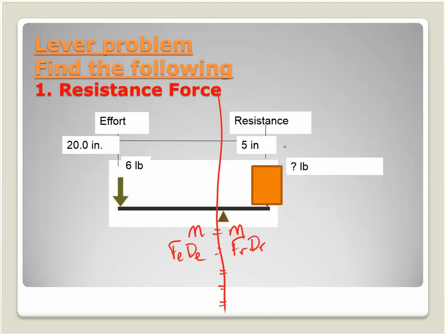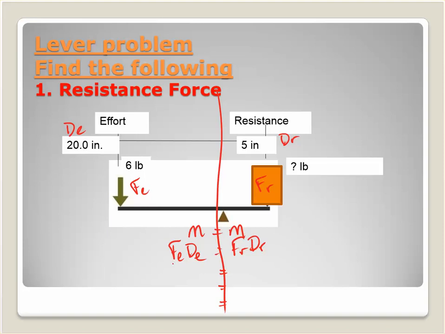So this right here is dr. This right here is Fr. This is Fe. And this right here is dE because it's on the effort side. Things on the resistance side have to be something R. Things on the effort side have to be something E. So let's plug in what we know.